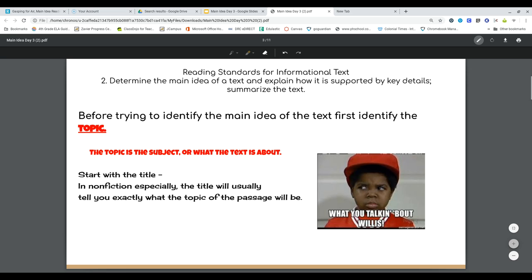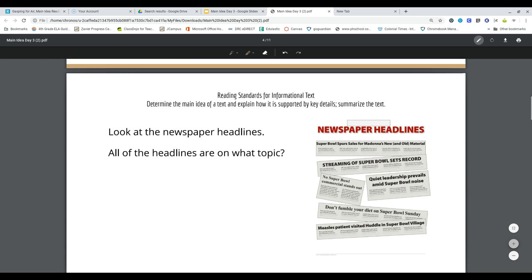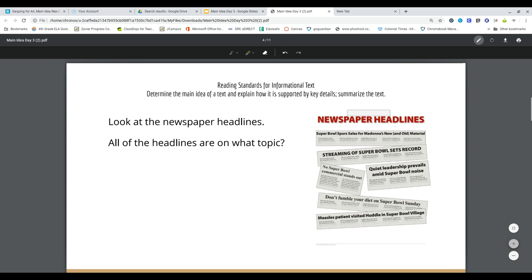And how can we find the topic? Well, one of the places that you can start in nonfiction, especially, is the title. The title will usually tell you exactly what the topic of the passage will be. Okay, let's look here for a moment.